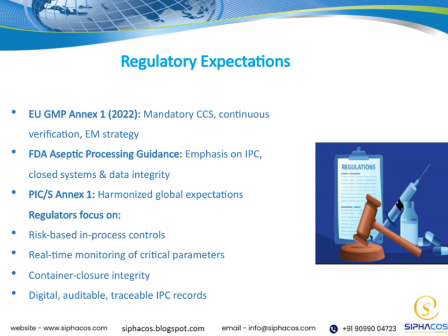Then we have the PIC/S Annex 1, which aims to harmonize global expectations. Here, regulators are particularly focused on risk-based in-process controls, meaning that controls are tailored based on the actual risk to product quality. Real-time monitoring of critical parameters is also emphasized, allowing for immediate detection of deviations. Container closure integrity remains a top priority, as it directly impacts product sterility. And finally, the importance of digital, auditable, traceable IPC records cannot be overstated. These records support transparency, accountability, and compliance across the entire process.